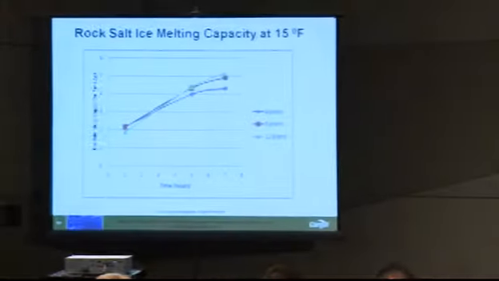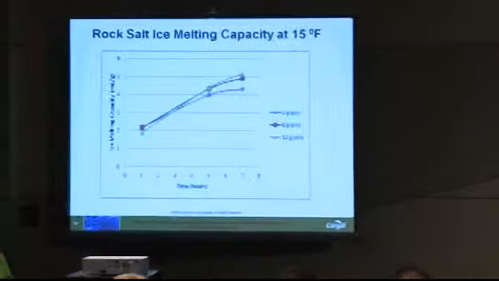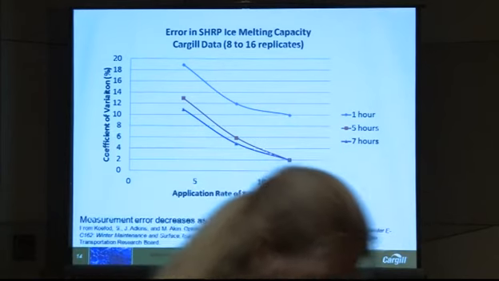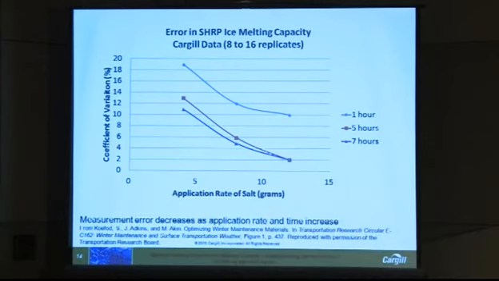So by going to higher application rates, I am able to converge on the true value of the total ice melting capacity and reduce my measurement error. And this slide here shows you the effect of these test modifications on the measurement error. What I'm plotting here is the coefficient of variation. So this is basically the percent uncertainty in my measurement. And this is plotted at 3 different measurement times and at 3 different application rates.